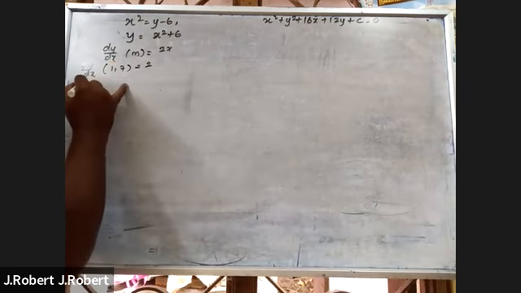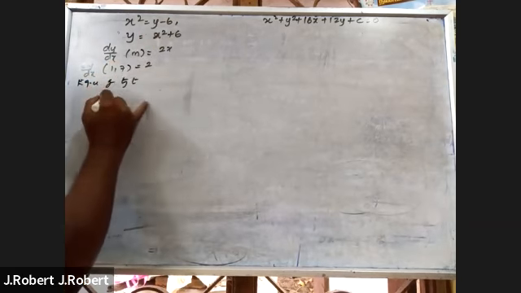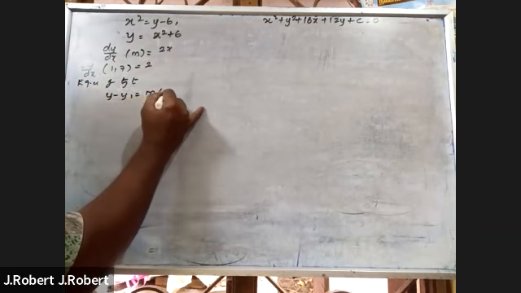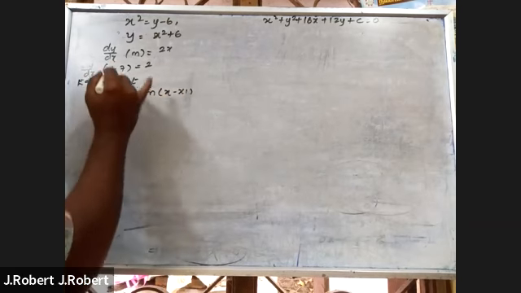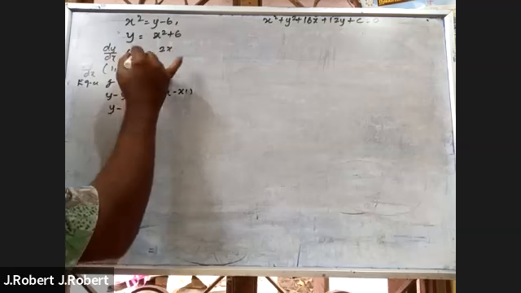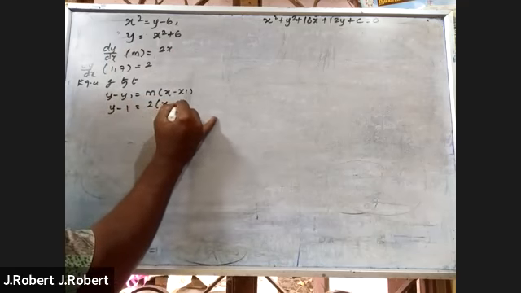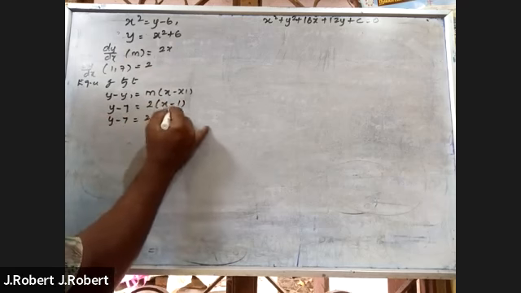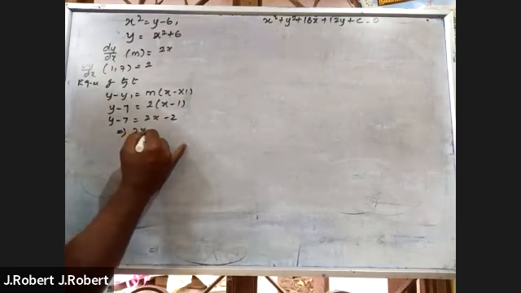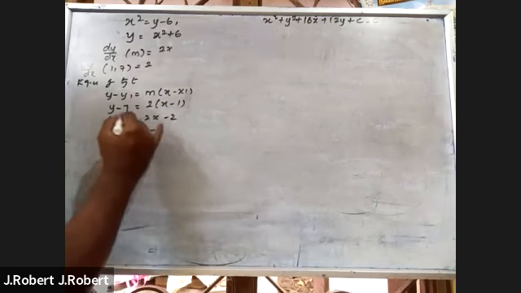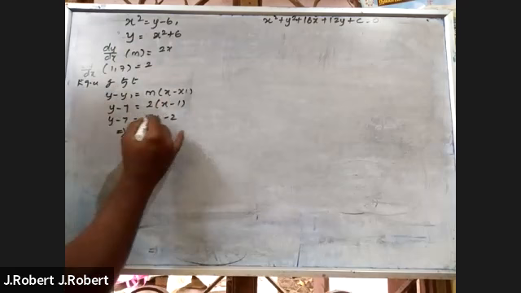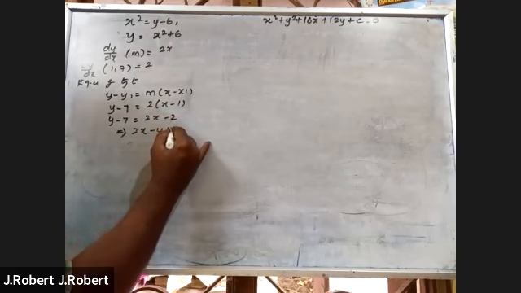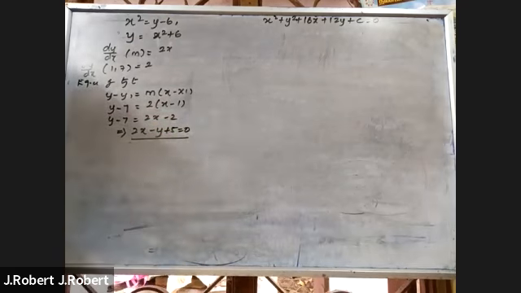Slope, equation of tangent, what is the formula? Using differentiation, y minus y1 is equal to m into x minus x1. y minus y1, that is 7; m value is 2; x minus x1, that is 1. So y minus 7 equals 2x minus 2. We can rearrange this as 2x minus y, minus 7 becomes plus 5, sorry, plus 7 minus 2, which is plus 5 equal to 0. This is the equation of tangent. Okay? Now the tangent is found. We have to find it in some way. So this is a very simple way.